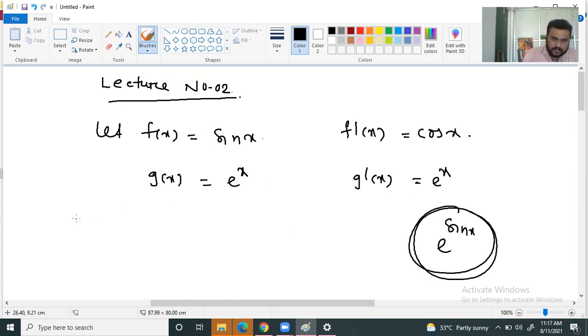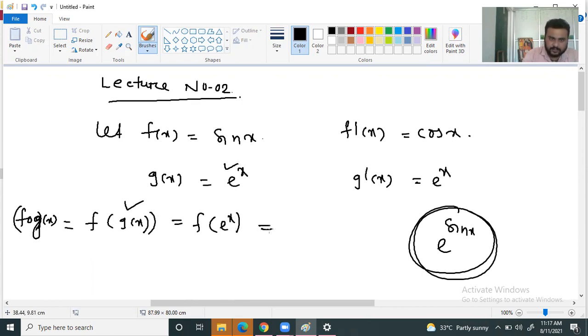How? Let's find f of g of x. This is called f o g of x. f of g of x is equal to f of, and g of x is given here as e to the power x. Now f of e to the power x means replace x by e to the power x. That is sin e to the power x.